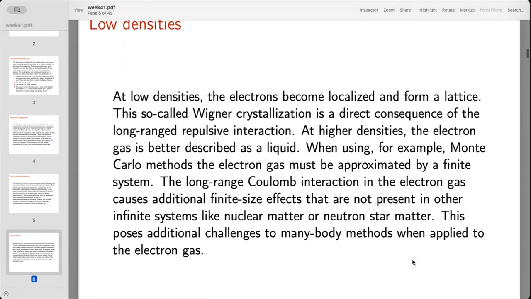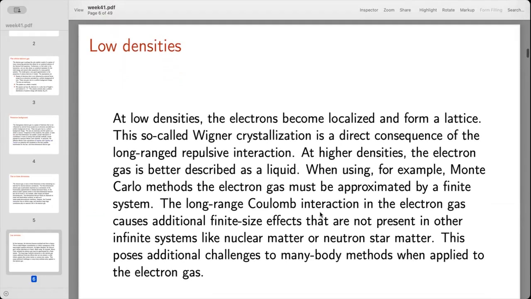There's another very interesting thing in condensed matter physics. And the equivalent in neutron star matter is actually a potential condensation of alpha particles.